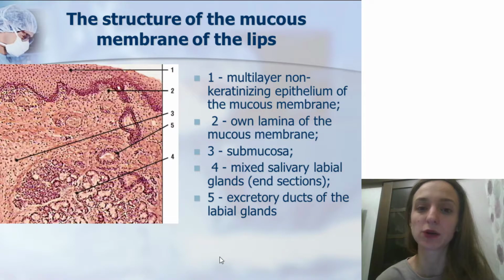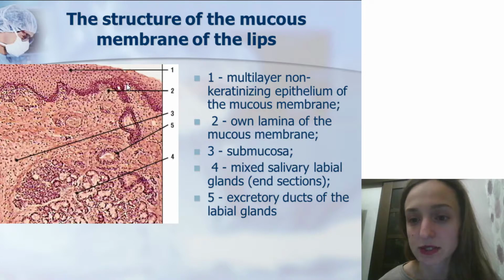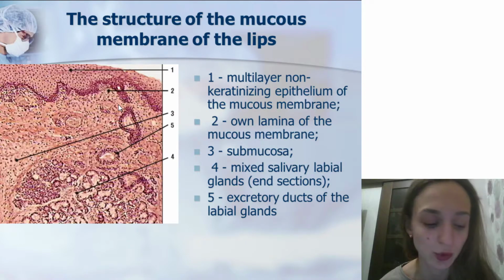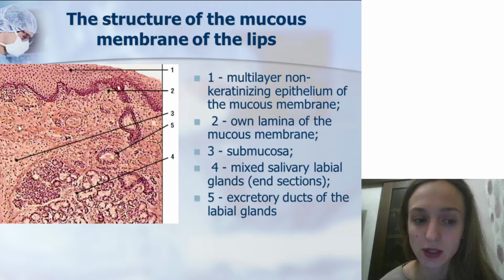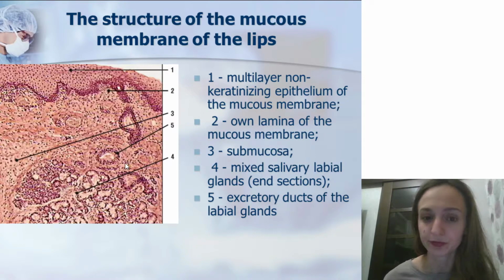First of all, I want to speak about the structure of the mucous membrane of the lips. First layer, it is multi-layer with non-keratinizing epithelium. The second layer, it is lamina propria of the mucous membrane. Next one, it is submucous membrane. Fourth, it is the mixed salivary labial glands. And the last one, it is excretory ducts of the labial glands. Five layers.